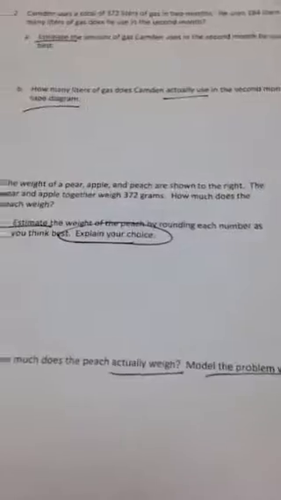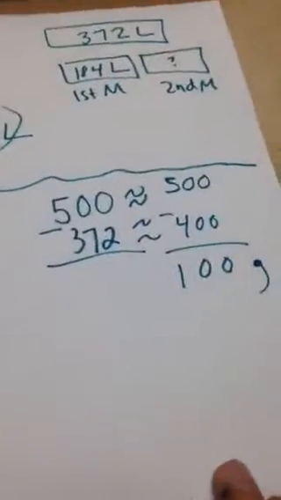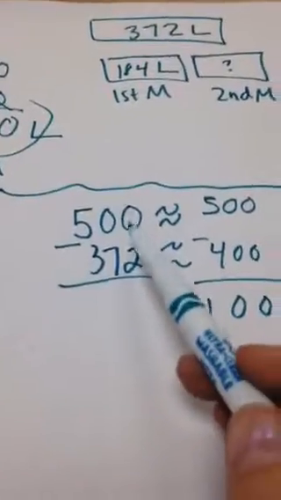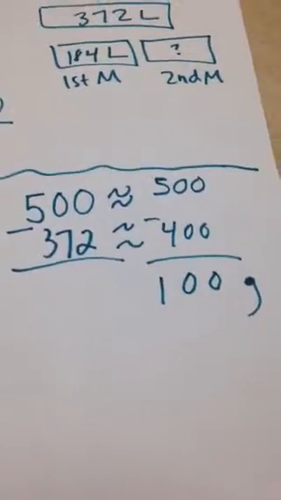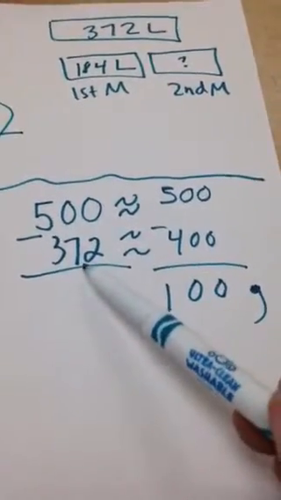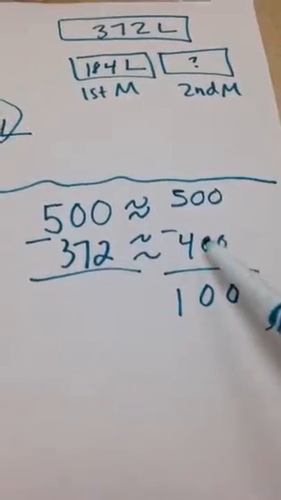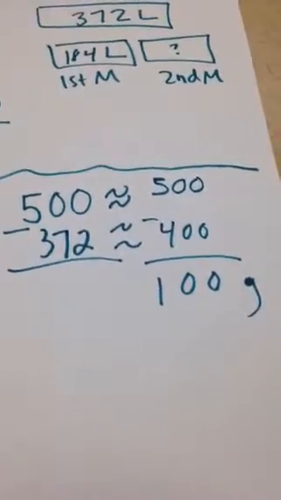I'm going to explain my choice, which means that I have to write down why I chose to round the way I did. Well, as I just said, this 500 was already rounded to the nearest 100. So I might as well round 372 to the nearest 100 and see what I get. Okay, now let's look at B. How much does the peach actually weigh? Model the problem with a tape diagram.